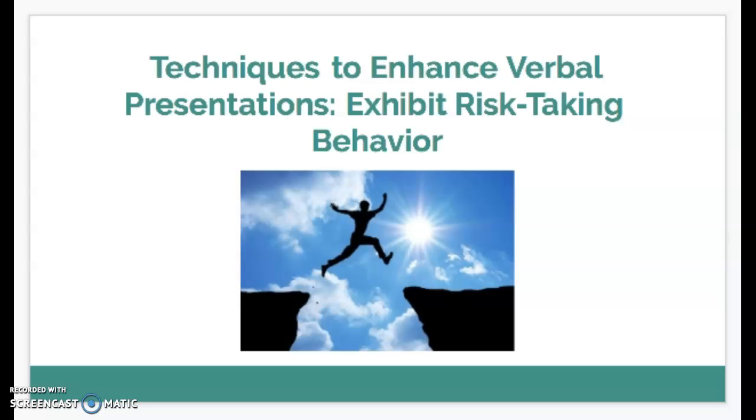The third technique is to exhibit risk-taking behavior. Effective teachers should be willing to use activities and exercises that may lead to a variety of different outcomes. Using this technique encourages learners to reach their own conclusions, and that there isn't always one right answer. A teacher that can handle different outcomes is better able to handle controversial issues during discussion.